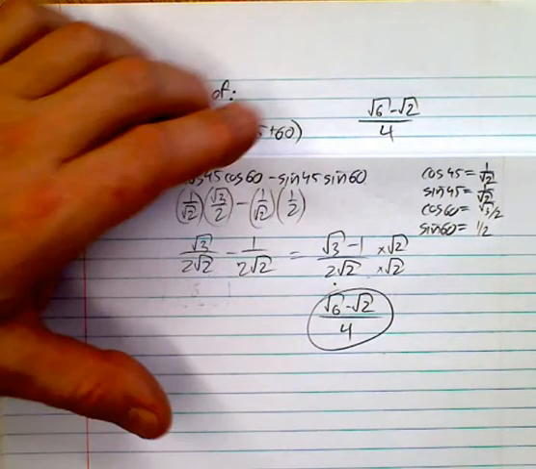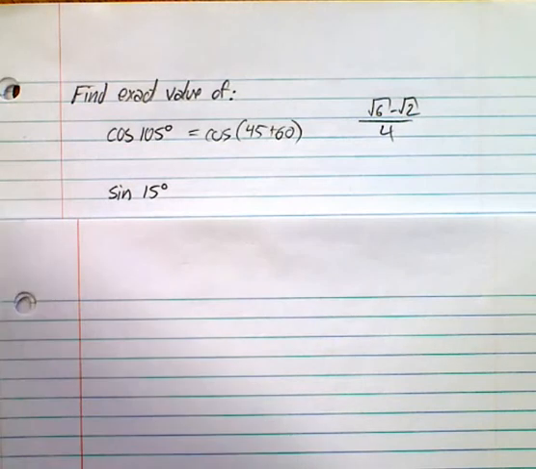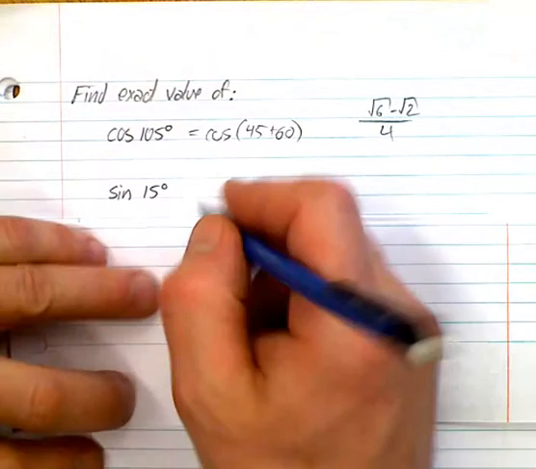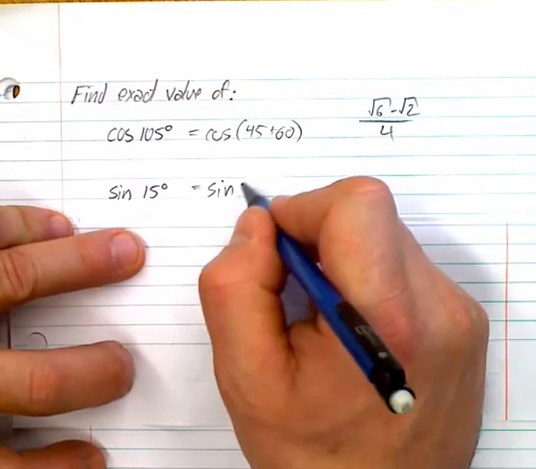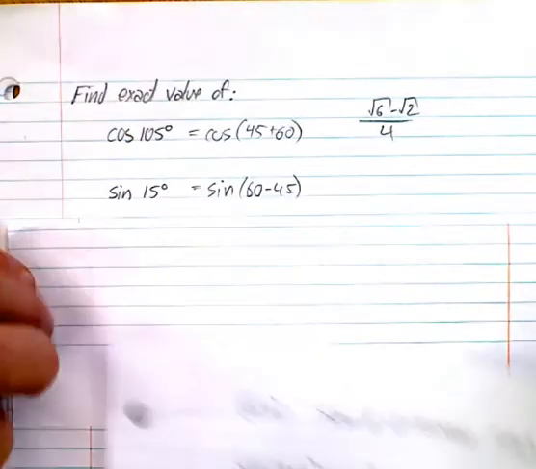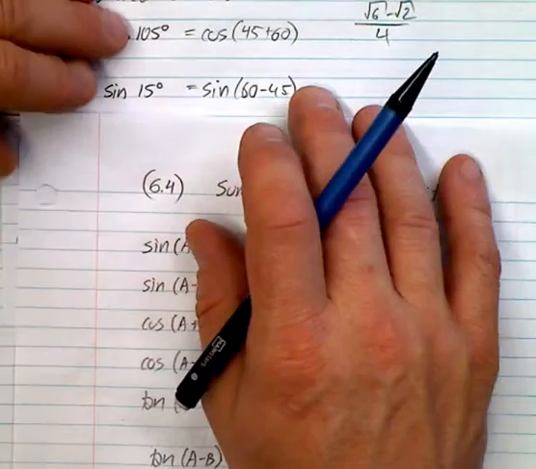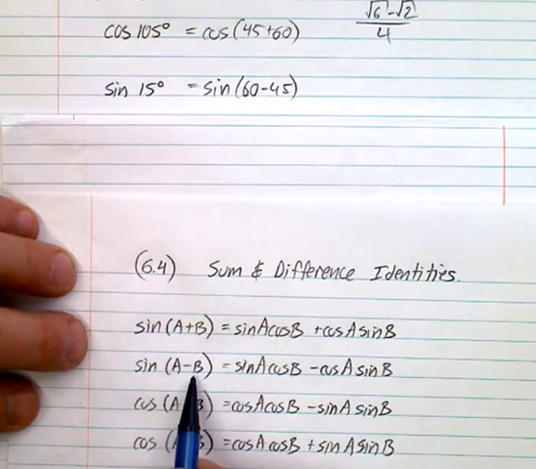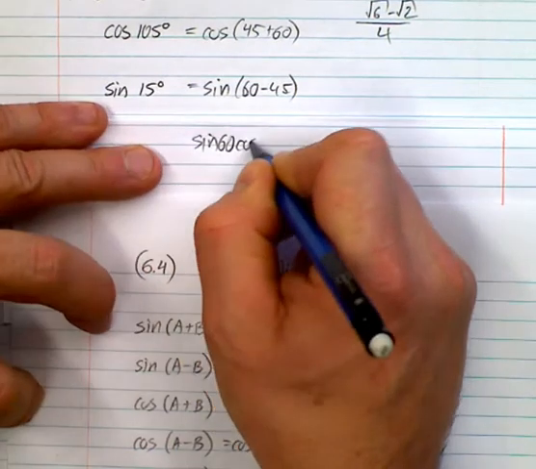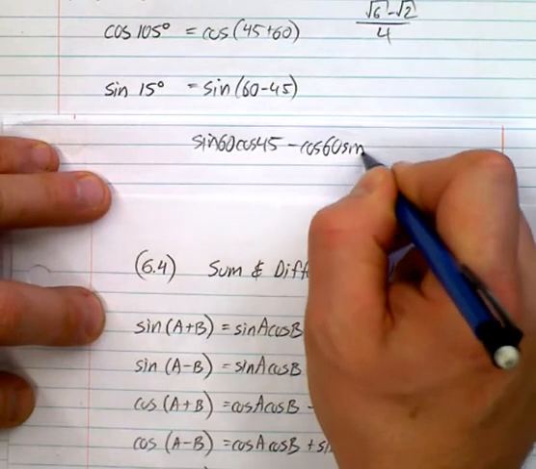All right. Let's move down to the next one, sine 15. Sine 15. Well, here we go. So hopefully you can see that's the same as sine what, right? 60 minus 45. And now we're looking at a sine minus. Here we go. Let's slide it up here. Give me some room. So sine A minus B. So we got sine A cos B. So sine 60 cos 45 minus cos 60 sine 45.